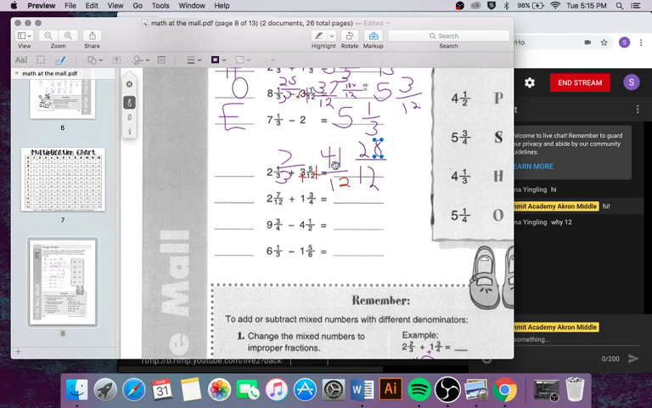So when you're adding fractions, you add the numerators. So we're going to have 41 plus 28 is going to be 69. So we have 69/12 as our improper fraction.